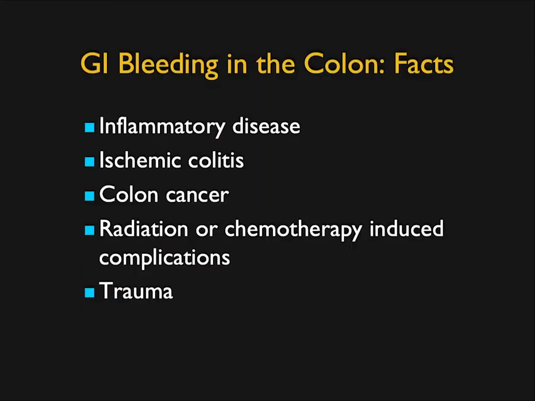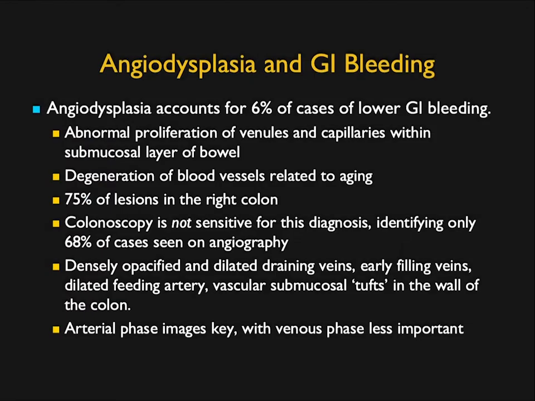Let's then move into the colon proper. When you talk about bleeding in the colon, we talk about inflammatory disease and ischemic disease. We talk about cancer like colon cancer and complications from radiation therapy or complications from trauma. We talk about angiodysplasia. We spoke about that in the small bowel. It accounts for 6% of lower GI bleeding. Again, these are abnormal venules. It's more common in an older patient. It's more common in the large bowel, in the patient's right colon.